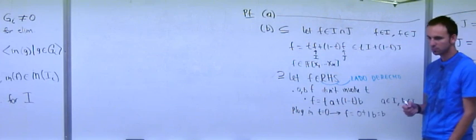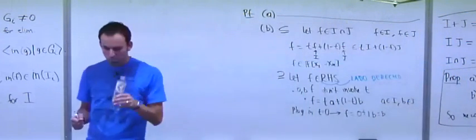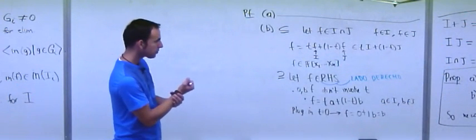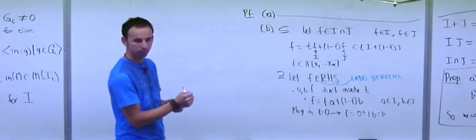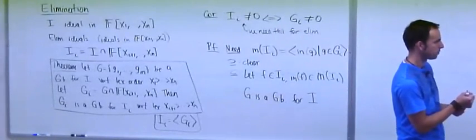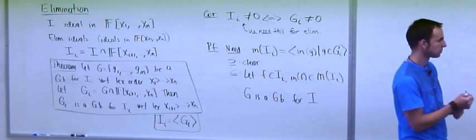I'm not quite sure about part A. Somehow I'm missing something. Why is everything in this ideal of this form?